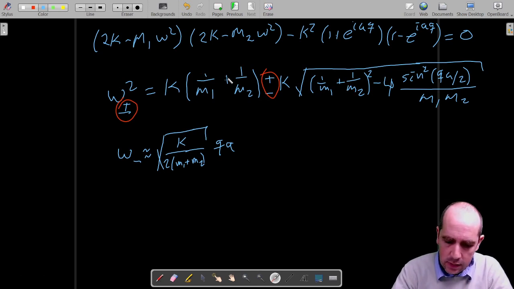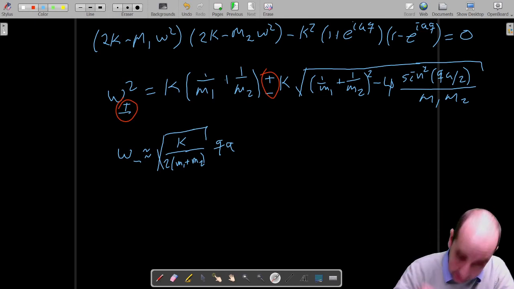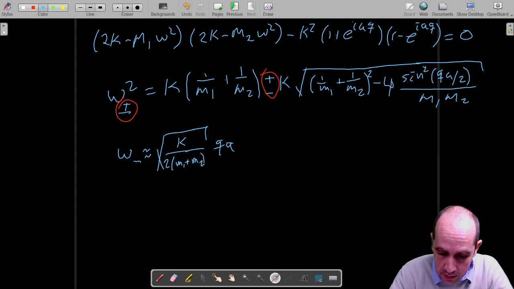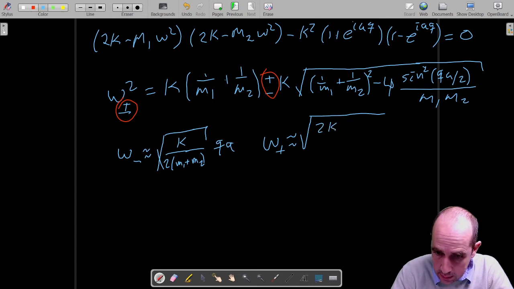So the addition of these two terms is basically much bigger than this one, and what we end up with, again, in the small q approximation, is that omega plus will be approximately equal to 2k (m1 plus m2) divided by m1 m2.